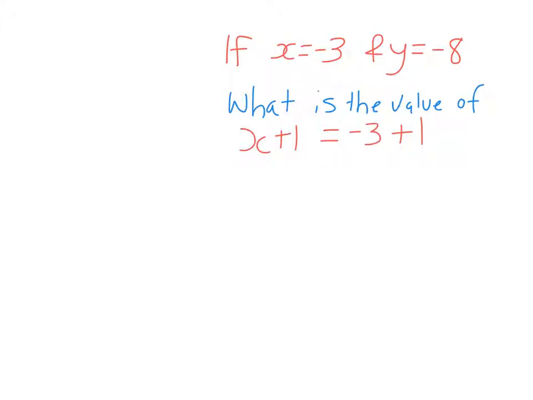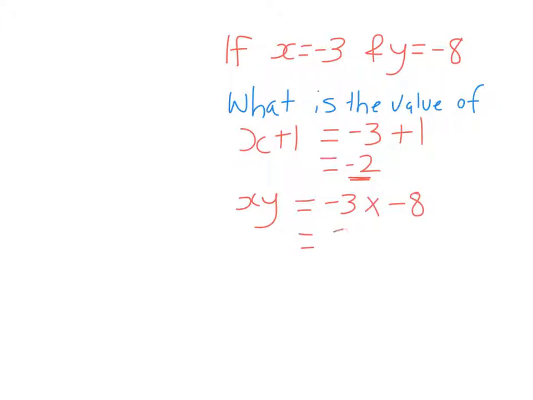So minus 3 plus 1 is minus 2. So when I say what is the value of, your answer should always be one number only, and we're done. So the value of xy, remember if no operation's written, it means times. So this means x times y. Like here, we've gone through this already.